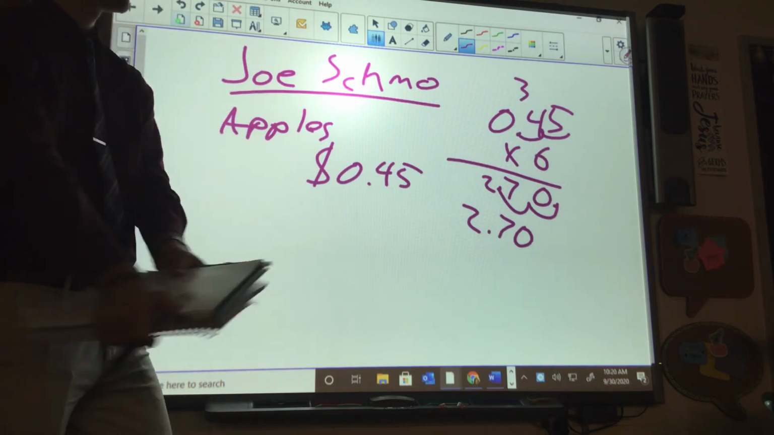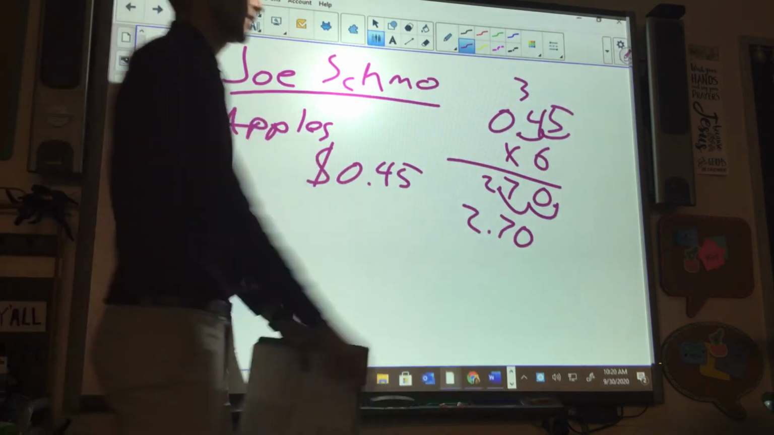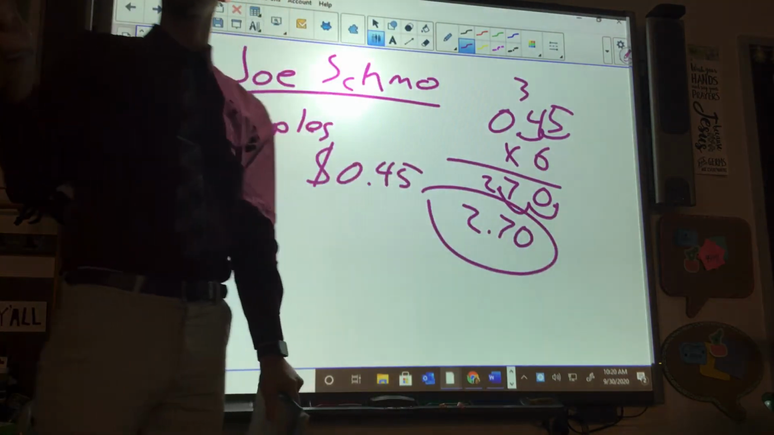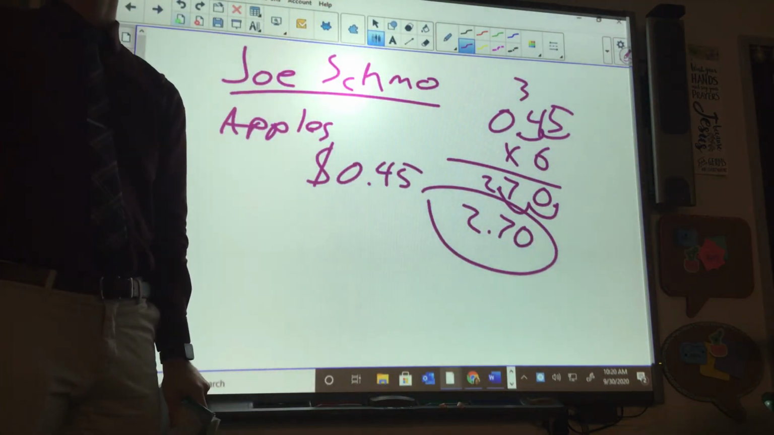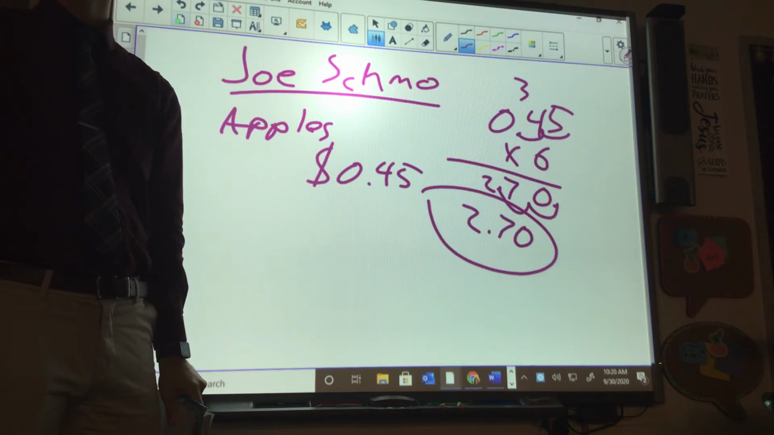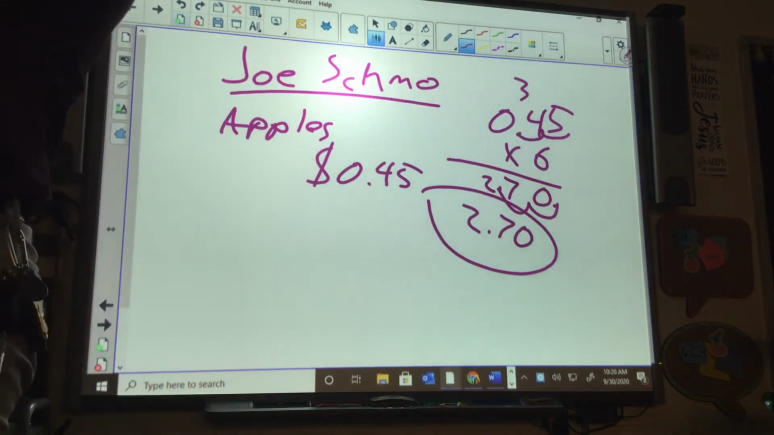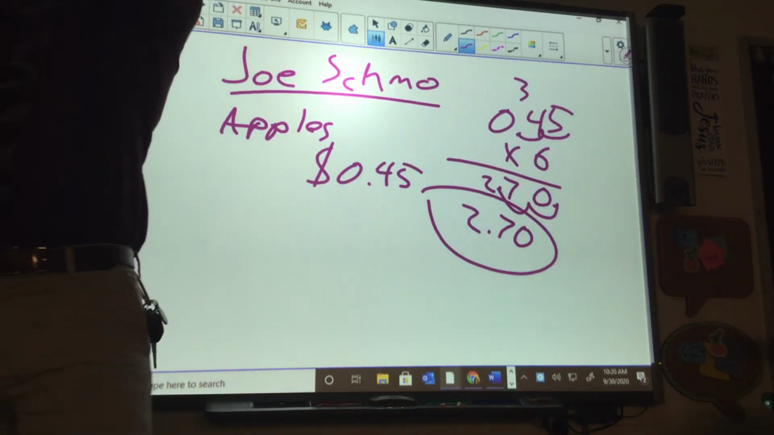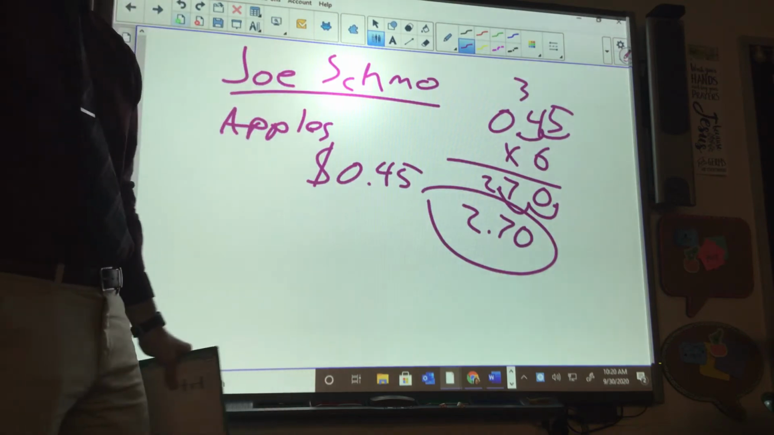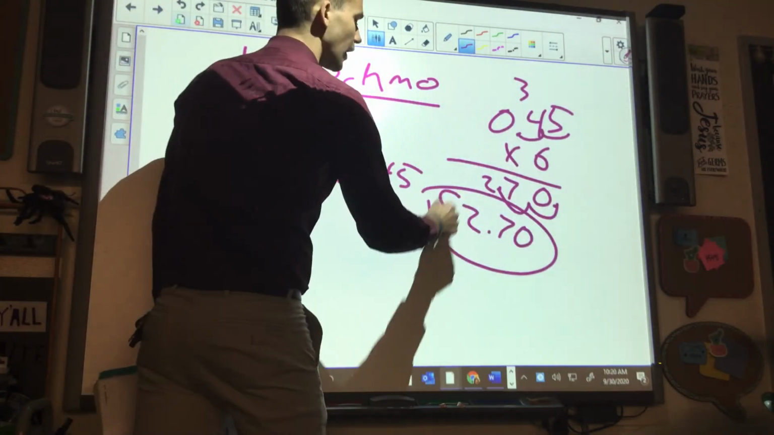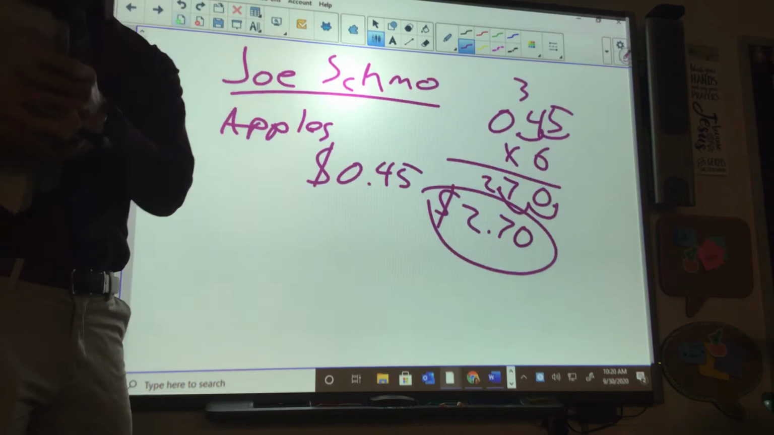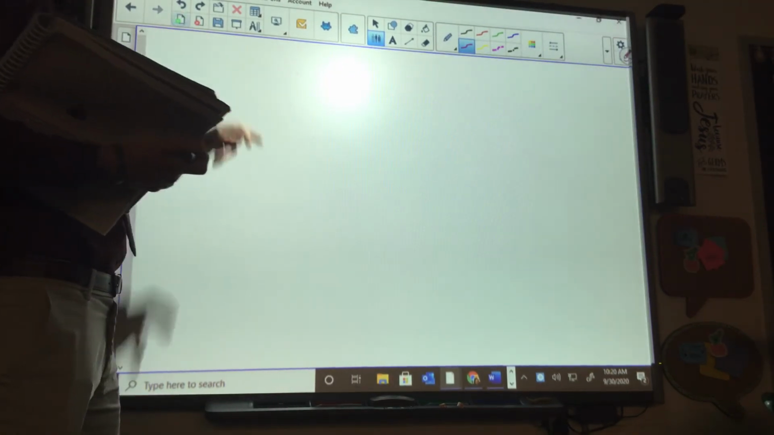Okay. So yes, he's paying 2.7 at the end. That's your final answer. No, it's not. You have to simplify it. Yeah, you have to label it. 6th graders should know that well. You gotta label.